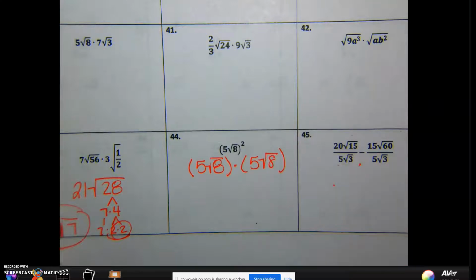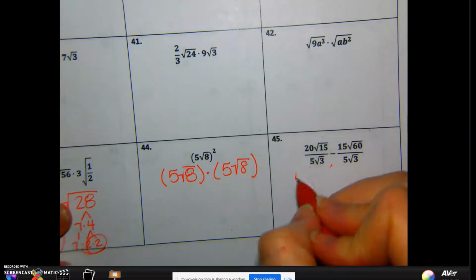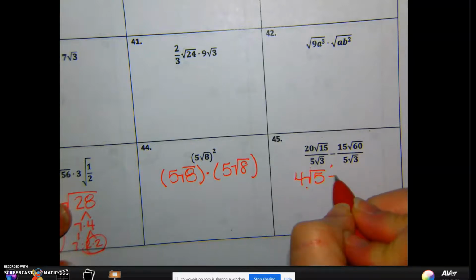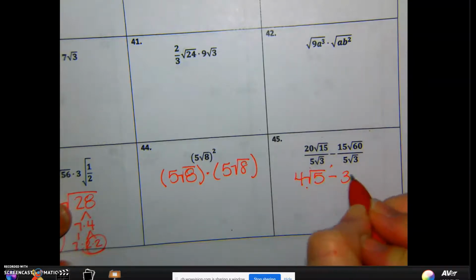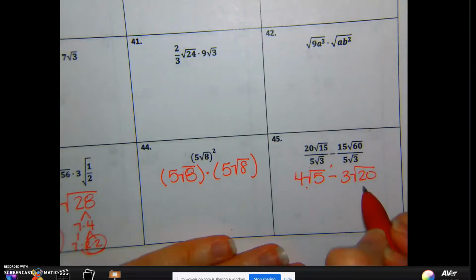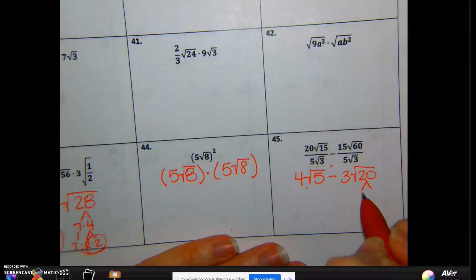So what's 20 divided by 5? 4 square roots of 5 minus 3 square roots of 20. Remembering back to our adding and subtracting of radicals, can I subtract those? No. Why can I not subtract? Because I have to have the same one in the house. Okay. So, knowing that, can I break down 20? Yes, into 5 and 4.